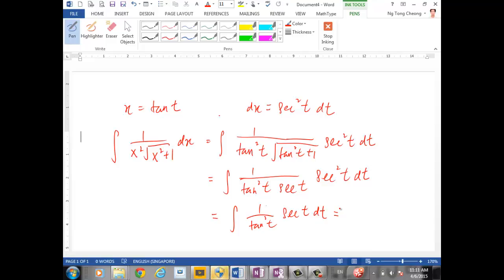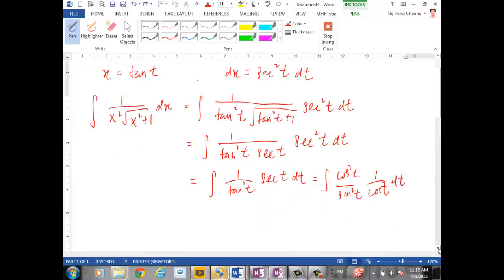Okay, so after that you may want to explore further to see whether it can be further simplified, because you know that tangent t is simply sine over cosine, whereas your secant is simply 1 over cosine and so on, right? Okay, so you just proceed to simplify further. Okay, so in the end you end up with this.